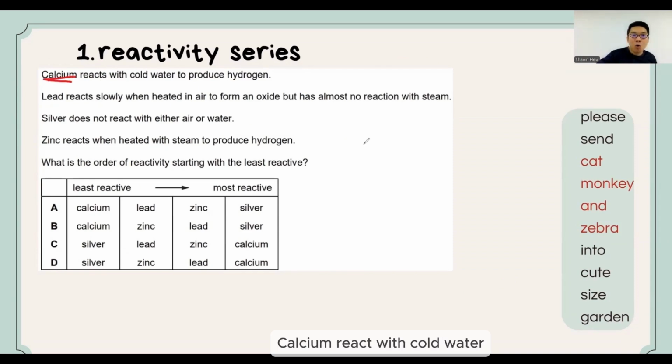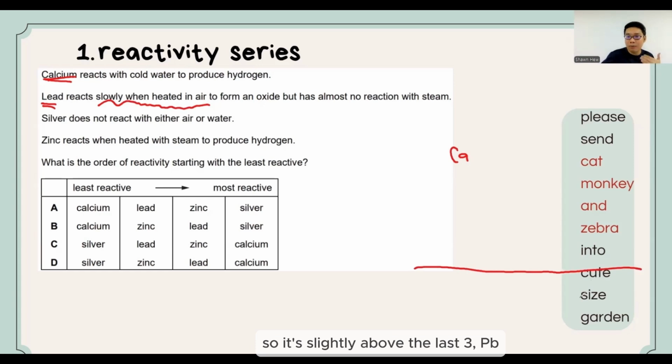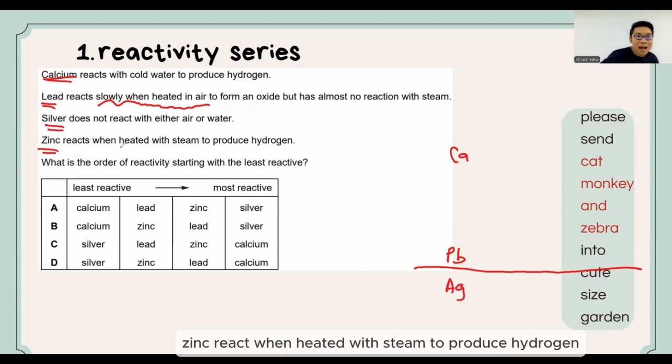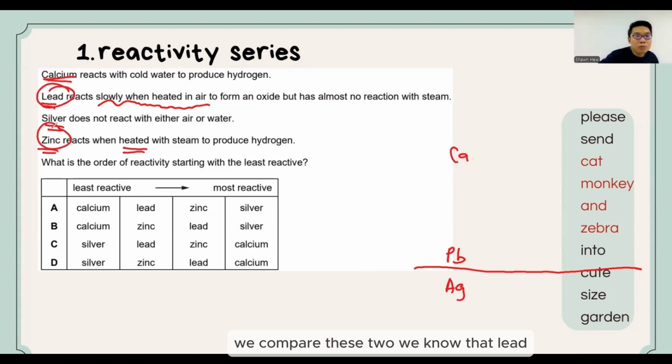Next, I give you descriptions. Calcium reacts with cold water. So that's why it's quite high. Lead reacts slowly when heated in air. So it's slightly above the last three, Pb. Silver does not react in air or water, so silver is below it. Zinc reacts when heated with steam to produce hydrogen. We compare these two: lead has no reaction with steam, but zinc heated with steam produces hydrogen, so zinc is slightly more reactive than Pb.